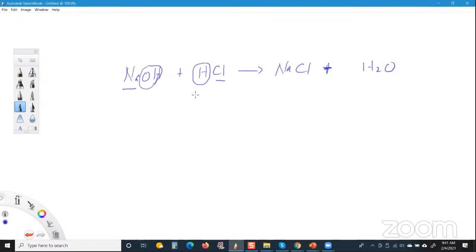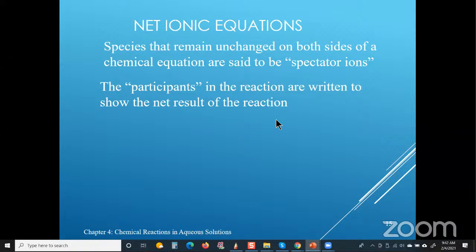We don't need to add any coefficients to balance this equation, but there are other cases where you may need to do that, all right? So that's just a brief review of determining the products of an acid-base reaction. Now, what we're going to learn about today is how we write what we call the net ionic equation, right?